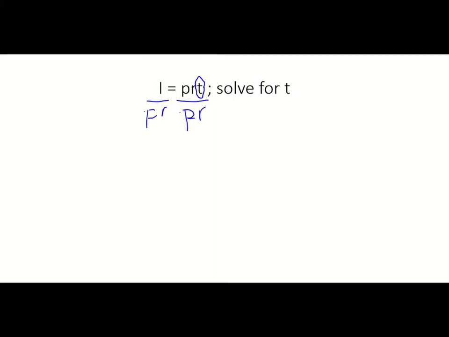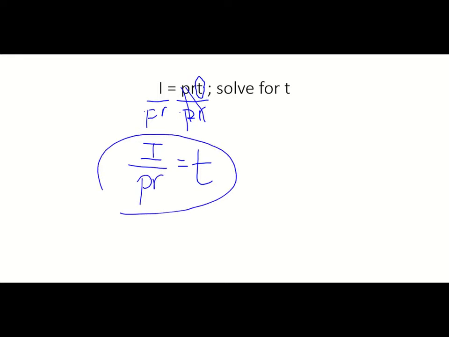So when I divide both sides by P and R, on the right, I'm just going to be left with the time t. And then on the left, I'm not going to be able to simplify three variables that I don't even know what numbers are representing them. So I'm just going to leave the variables as I over PR. So in this case, to solve for time, I'd have to take the interest and divide it by the principal times the interest rate.